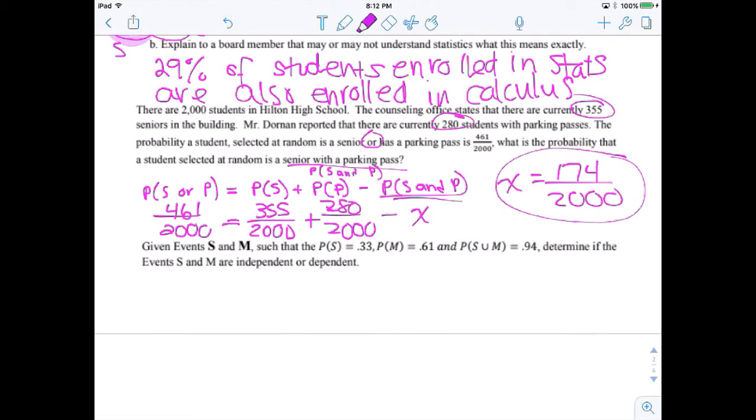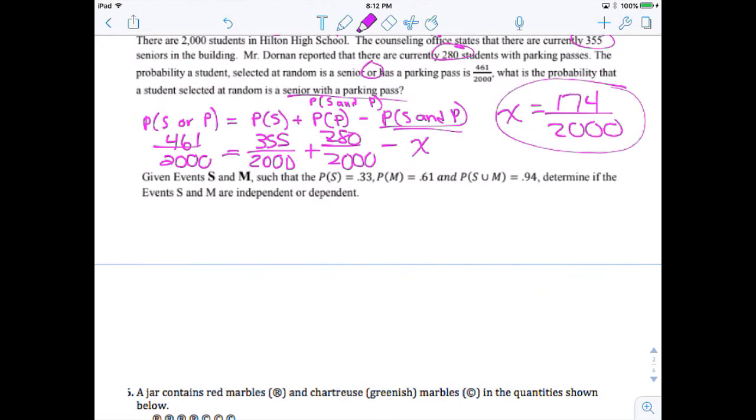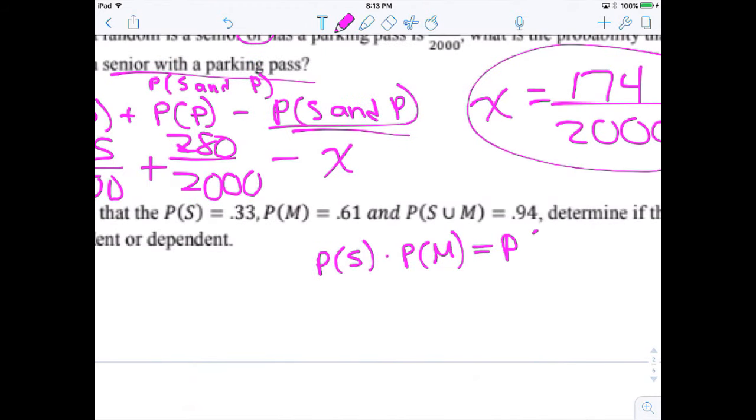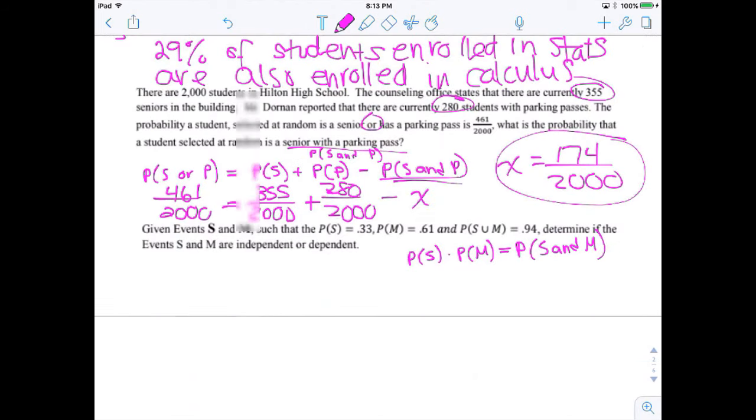Okay, let's do a couple more quick probability ones. So given S and M such that P of S is 0.33, P of M is 0.61, P of S union M, which is OR, is 0.94, determine if they're independent or dependent. So if they're independent, then the probability of S times the probability of M should equal the probability of S and M, right? That's your probability formula for independence. So notice we've got this 0.33. We've got this 0.61. We don't have this, so we need to figure that out.